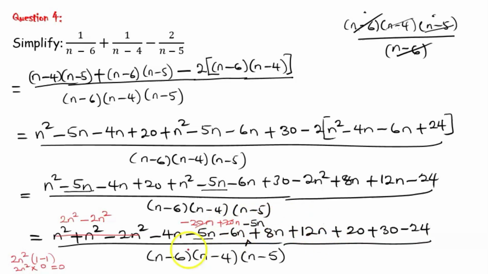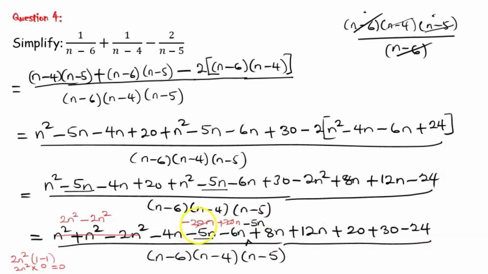So you see, from here to here, you can just inspect it yourself. This is minus 4, minus 5, that's minus 9. Minus 9, minus 6, minus 15, minus 15, minus 5 here, minus 20. Then 8 plus 12, that's 20. So you see, all of them are like terms, having a common letter n.